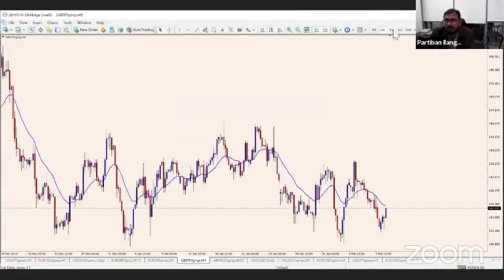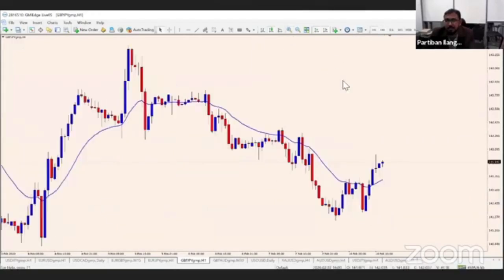Once you do this, identifying the trend is very simple. If the moving average is pointing down, it's actually a downtrend. If the moving average is pointing up, it means it's an uptrend. Is that the only concept a lot of traders use? No. What a lot of traders use the moving average for, the concept is like this.